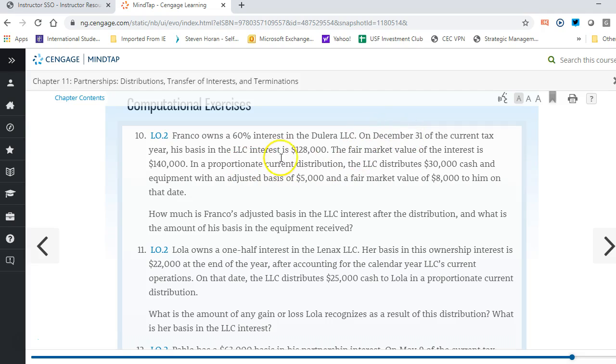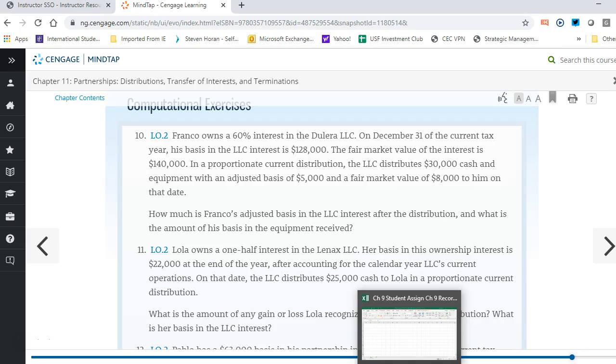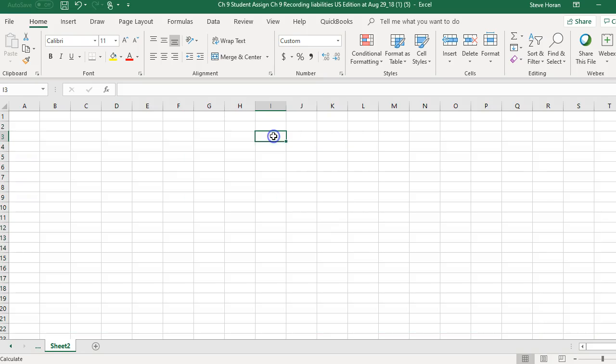His basis is 128. Fair market value of the interest is 140. In a proportionate current distribution, the LLC distributes 30,000 cash and equipment with an adjusted basis of 5 and a fair market value of 8 to him on that date. The question is, how much is Franco's adjusted basis in the LLC after the distribution, and what is the amount of his basis in the equipment received? So let's go over to Excel and just work this one real quick.